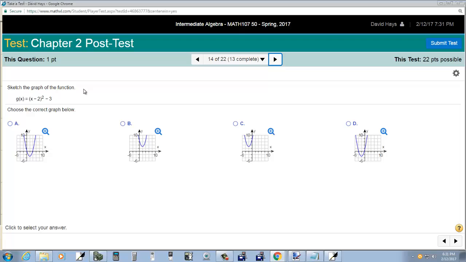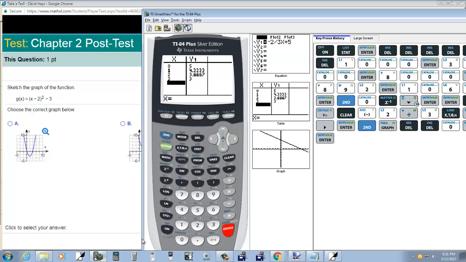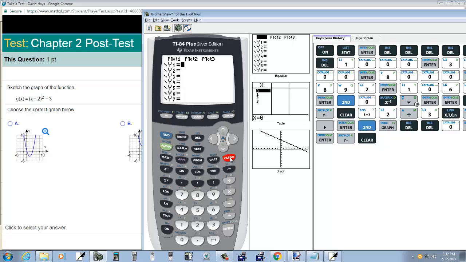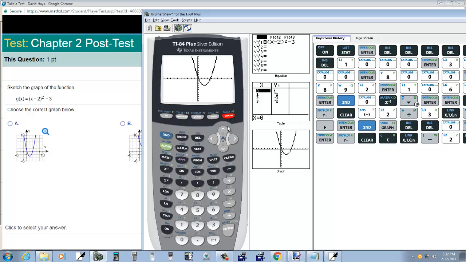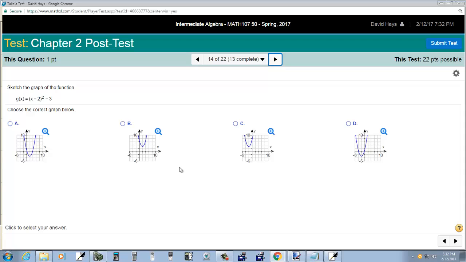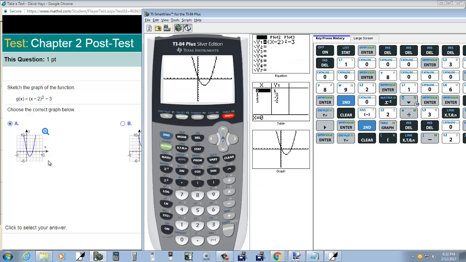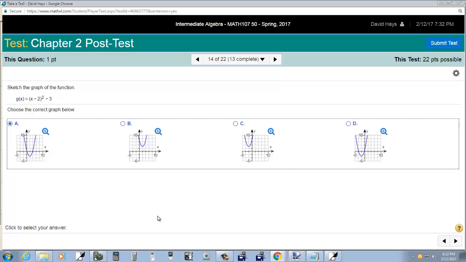Sketch a graph of the function. Okay, so on my calculator, if I go to y equals, clear, and I'll type it as I see it. So I'll do a beginning parenthesis, x minus 2, closing parenthesis, squared, the x squared button, minus 3, and then graph. And which one does it look like? I guess it'd be A. So it looks like that one more or less.